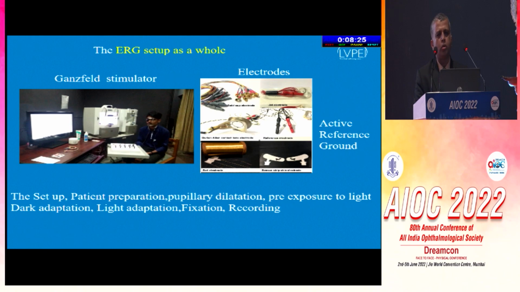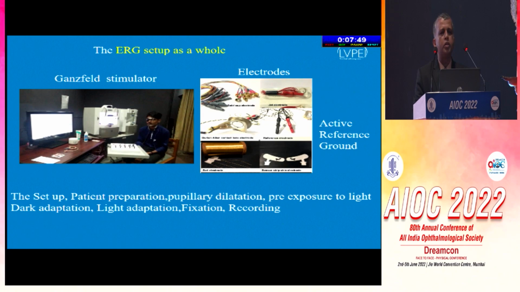The active electrode needs to be placed on the cornea, the bulbar conjunctiva, or the skin close to the cornea. This is connected to a positive terminal. Then a reference electrode is used, which is connected to a negative terminal, so that a difference of potential can be recorded. There is also a ground electrode, which can be placed on the skin of the forehead, near the mandible, or just anterior to the ear.